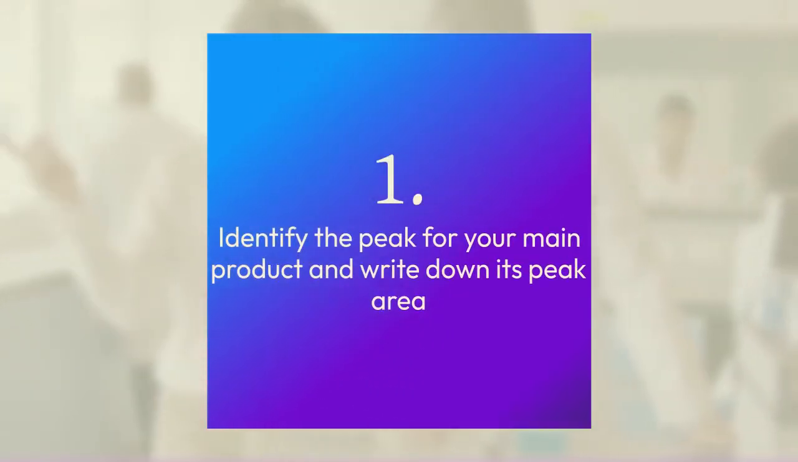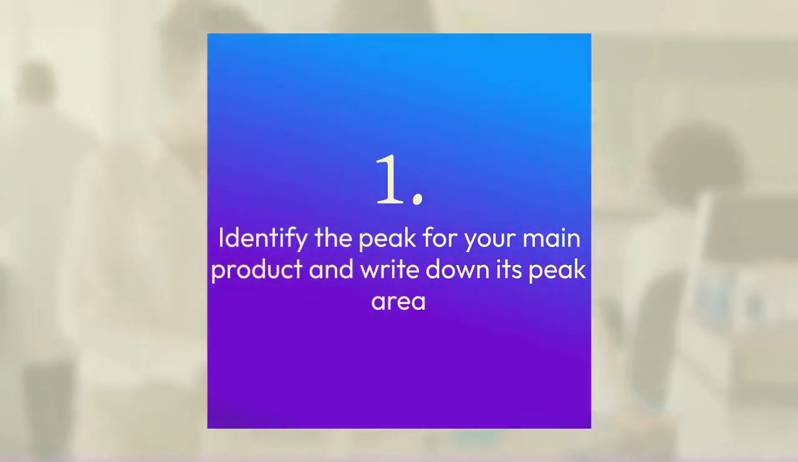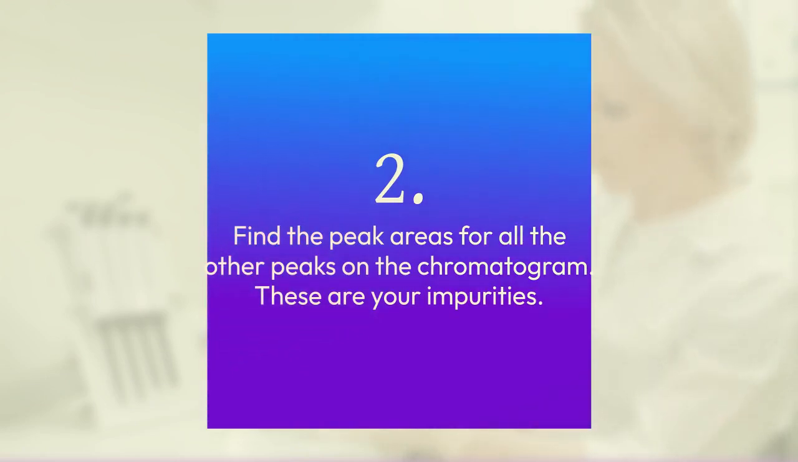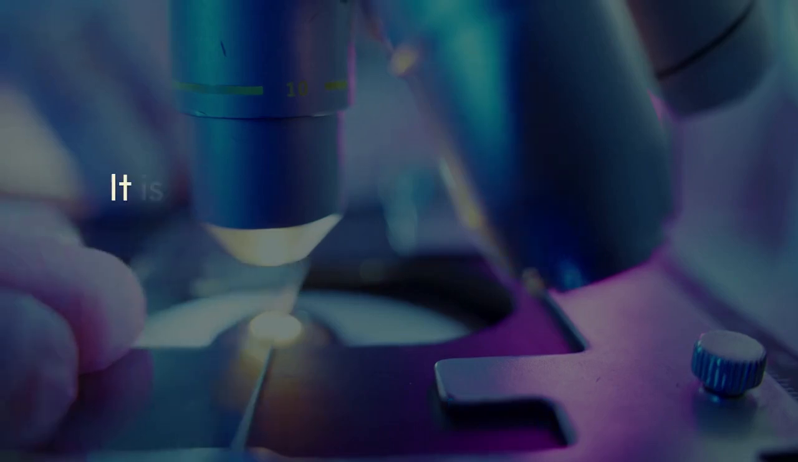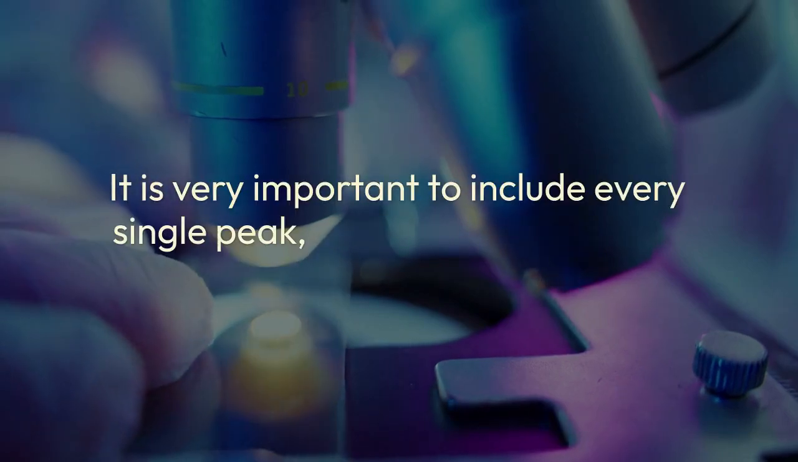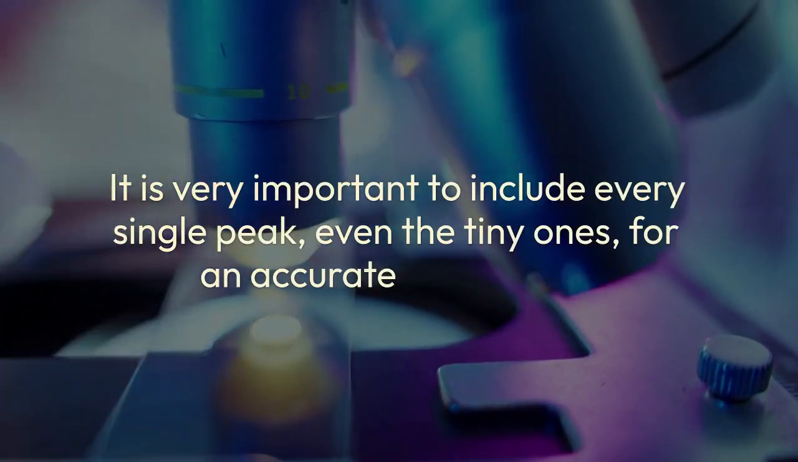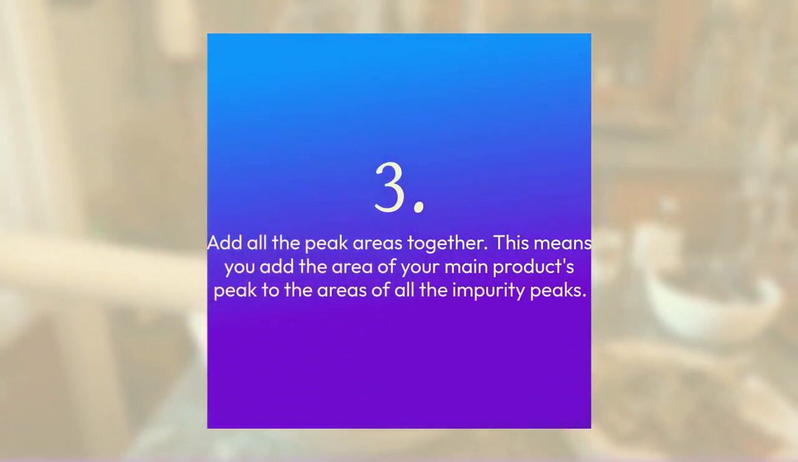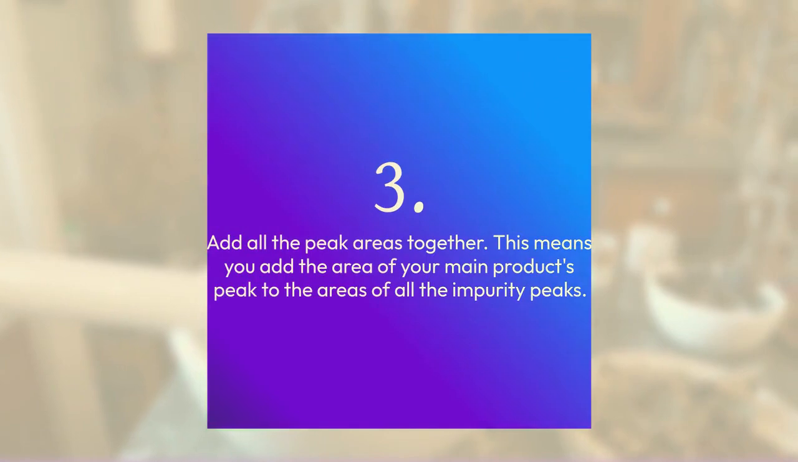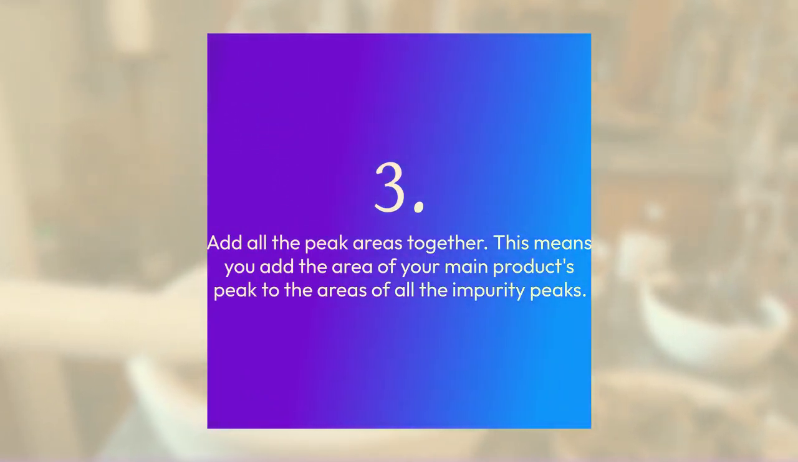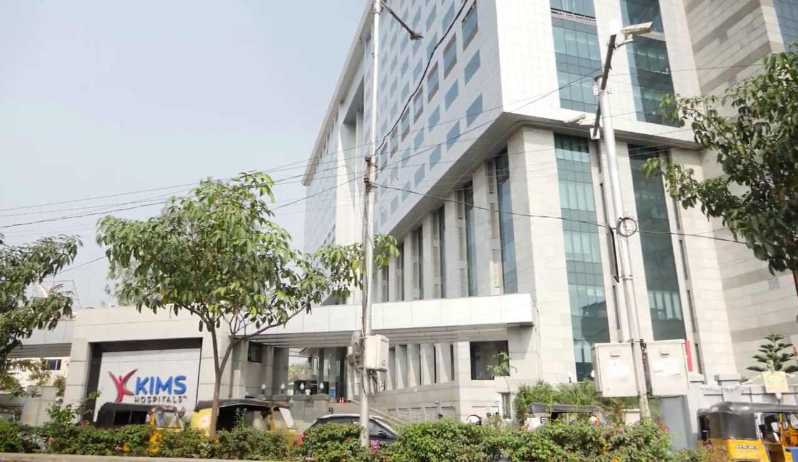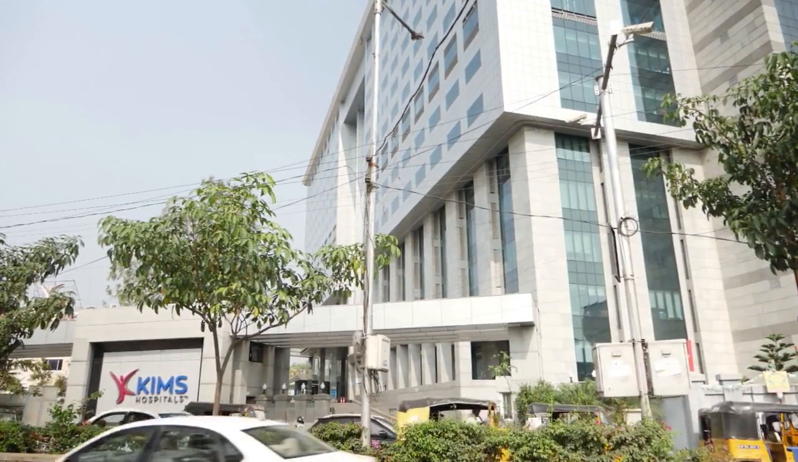Number 1, identify the peak for your main product and write down its peak area. Number 2, find the peak areas for all the other peaks on the chromatogram. These are your impurities. It is very important to include every single peak, even the tiny ones, for an accurate calculation. Number 3, add all the peak areas together. This means you add the area of your main product's peak to the areas of all the impurity peaks. This sum is your total area, representing 100% of the mixture that the detector saw.